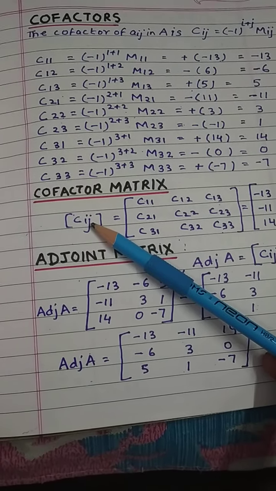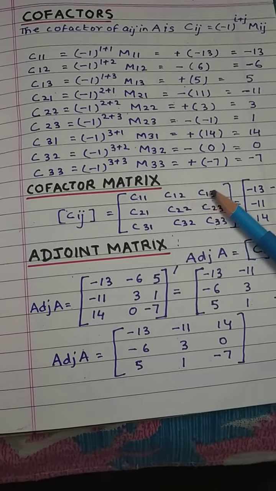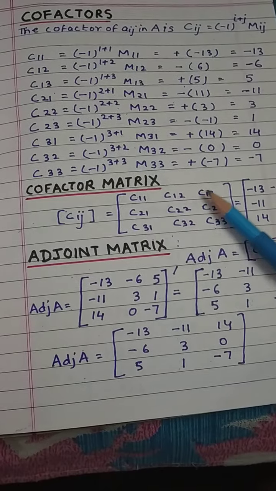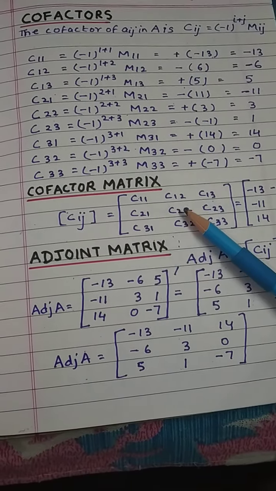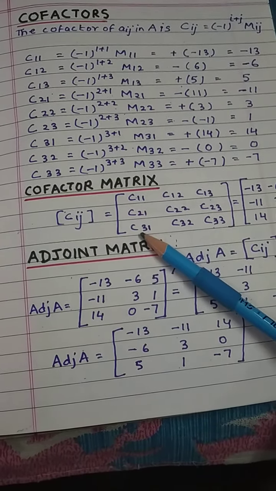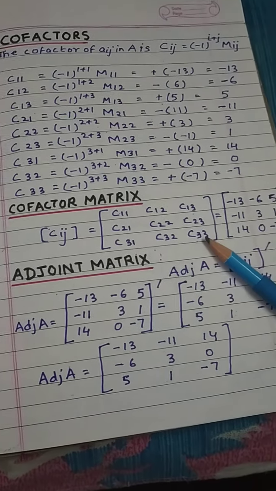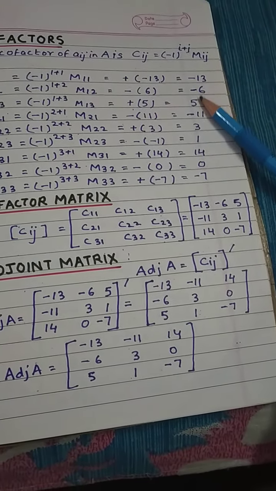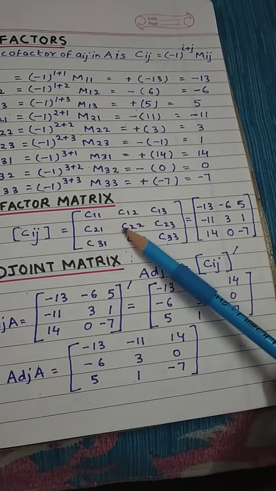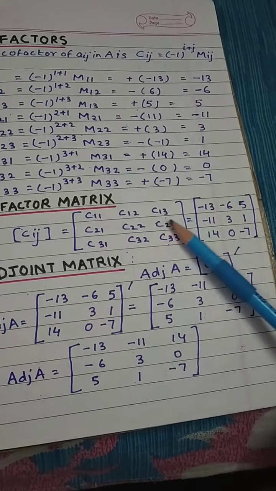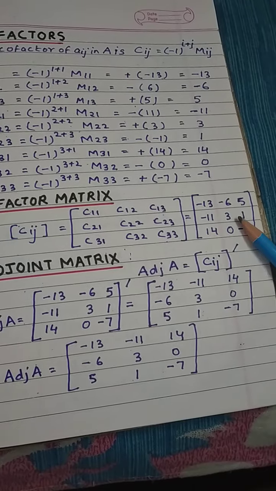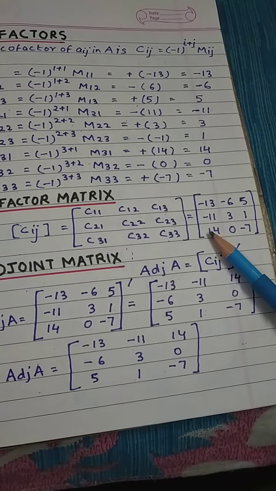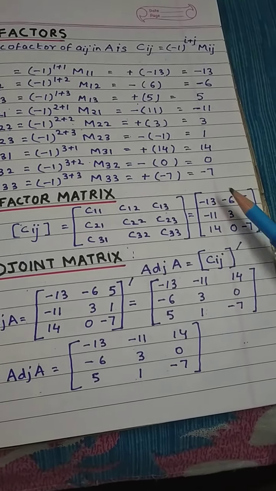After finding out the cofactors, we make a matrix: C11, C12, C13, C21, C22, C23, C31, C32, C33. Let us arrange these elements accordingly in a matrix form, 3 rows and 3 columns.